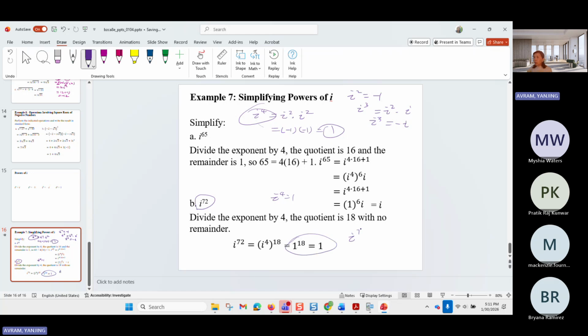Or you can write this one right here: you can have i squared to the 36. And i squared is negative 1. Negative 1 to the even power is positive 1. All right, you can do it this way as well.